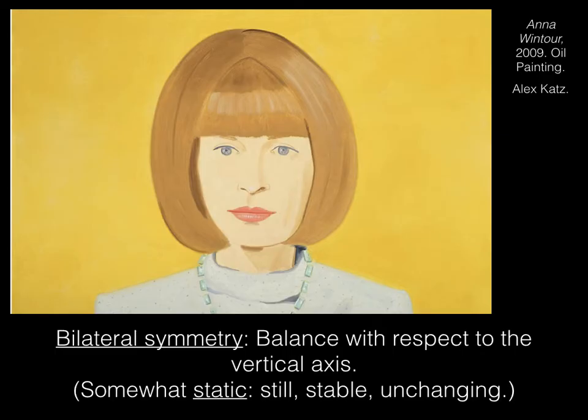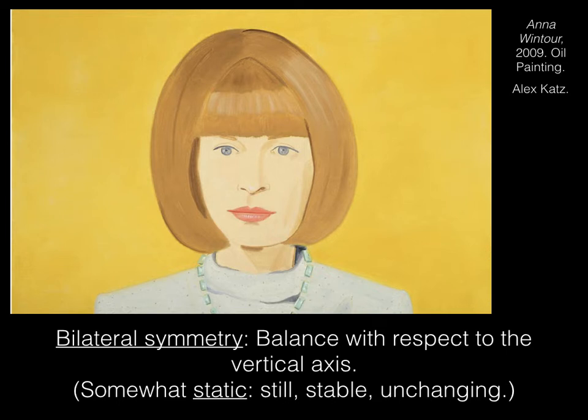All right, this is an example of bilateral symmetry. Bilateral symmetry is balance with respect to the vertical axis. So if we were to take this painting and cut it from top to bottom right in the middle and then fold it over on itself, it would be pretty much the same on both sides. They would be equal objects or equal images on both sides. Now what this does is it creates kind of a static, still, or unchanging feeling, which is perfect for this image because this is a painting of Anna Wintour by Alex Katz.